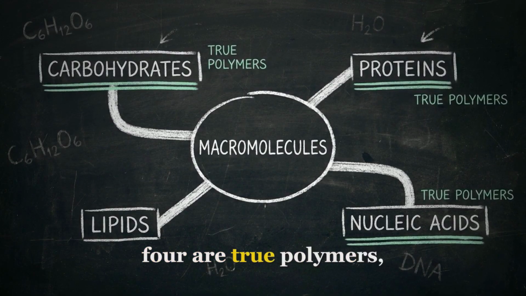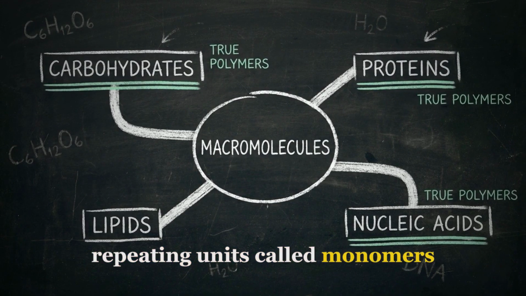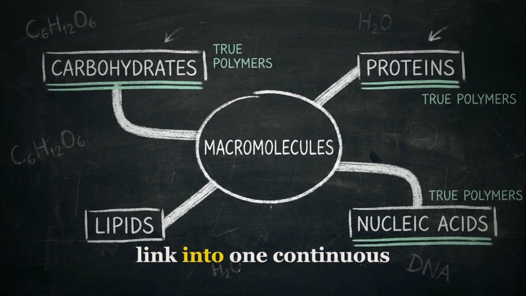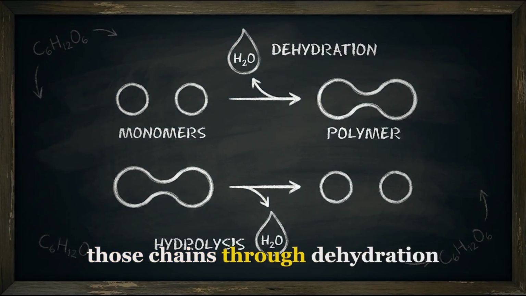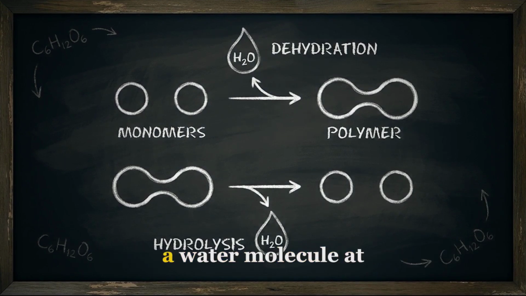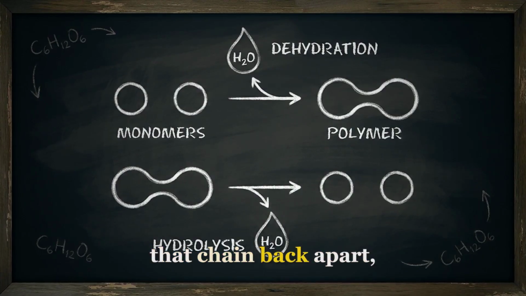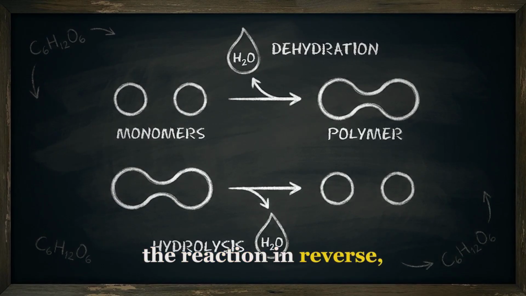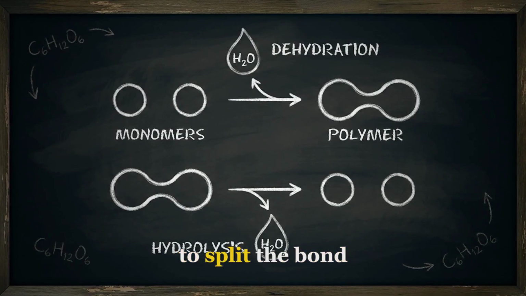3 of the 4 are true polymers, built by linking small repeating units called monomers into long chains, the way individual train cars link into one continuous train. The cell builds those chains through dehydration synthesis, joining 2 monomers together while literally removing a water molecule at the connection point. Break that chain back apart and the cell runs the reaction in reverse, called hydrolysis, adding a water molecule back in to split the bond apart.